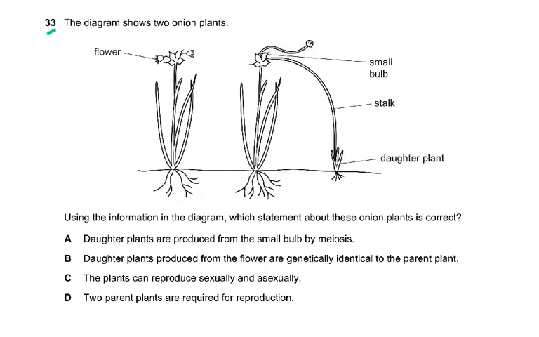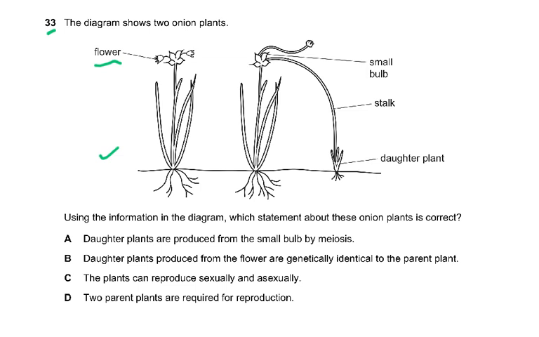Now coming to question number 33, the diagram shows two onion plants. Using the information in the diagram, which statement about these onion plants is correct? Now you can see one onion plant is growing on its own and then they've labeled flower. So flower is sexual reproduction: anther, filament, stigma, style, ovary, ovule. So that will produce seeds and the seeds will then be transferred and will reproduce sexually.